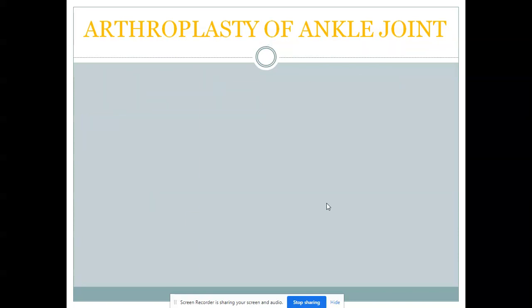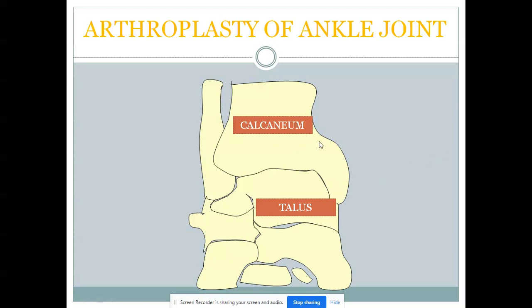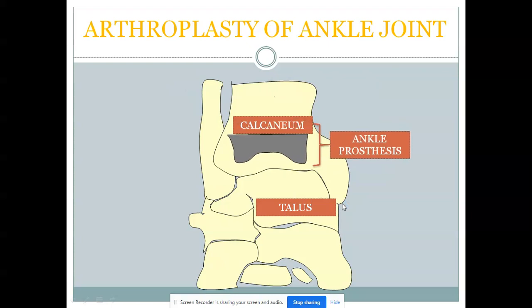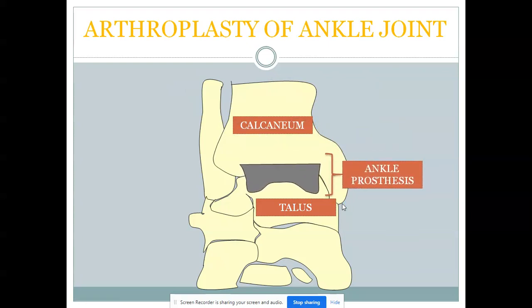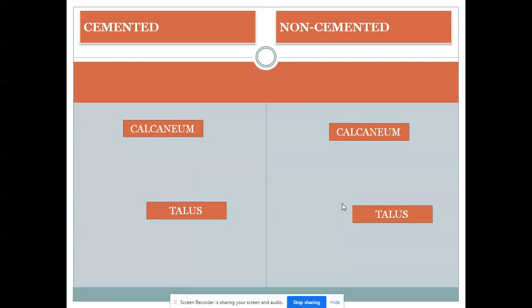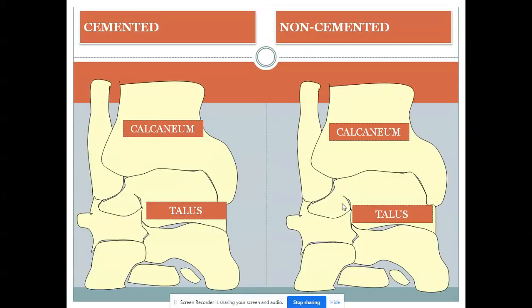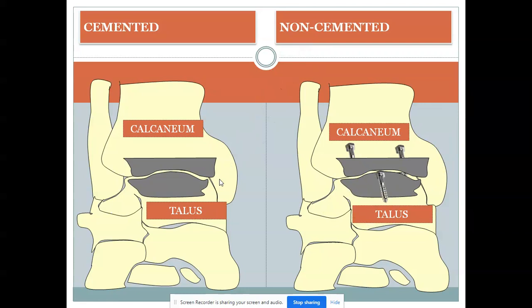Let's look at the image first. The bone on the top is the tibia, the bone beneath is the talus. The prosthesis is implanted over the dome of the talus as said above. Now coming to fixation techniques, cemented and uncemented, for the calcaneum and talus. Cemented, where the cement is placed to fix the prosthesis, and uncemented, where the screws are placed to fix the prosthesis.